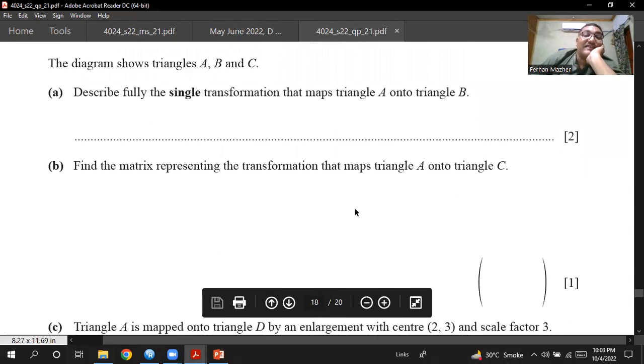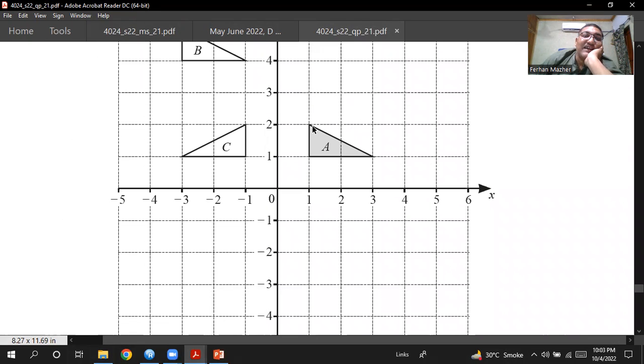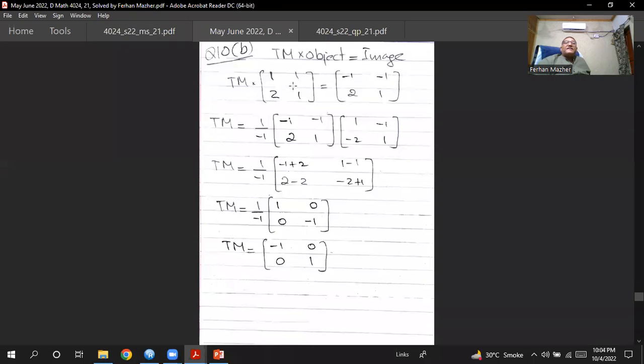The scale factor is given. The scale factor is 3. Check how much this distance is and multiply it with the 3. Do the same for each of the three lines. So let me show you how much.